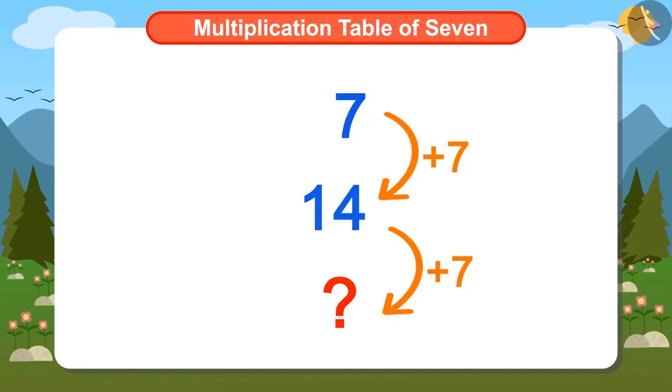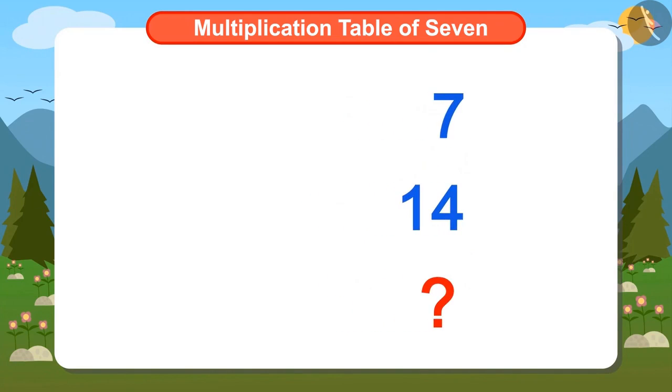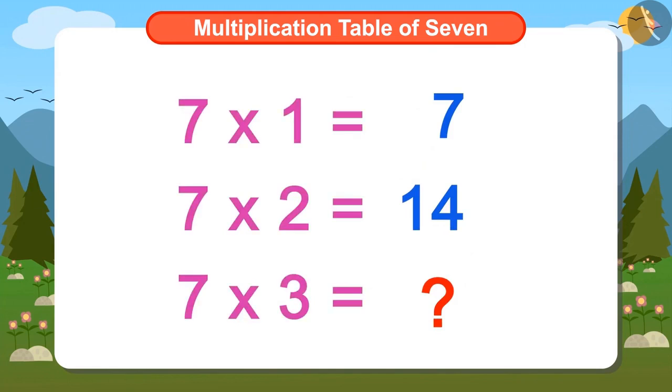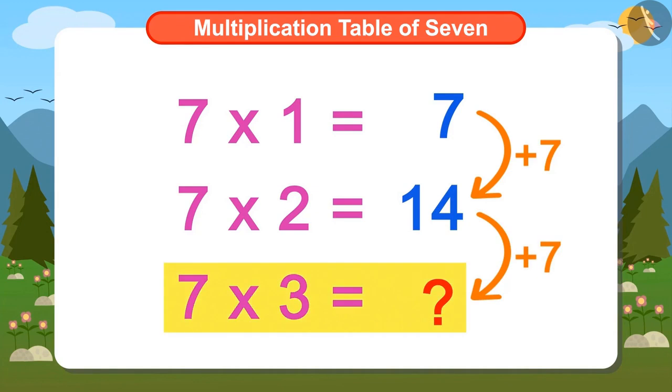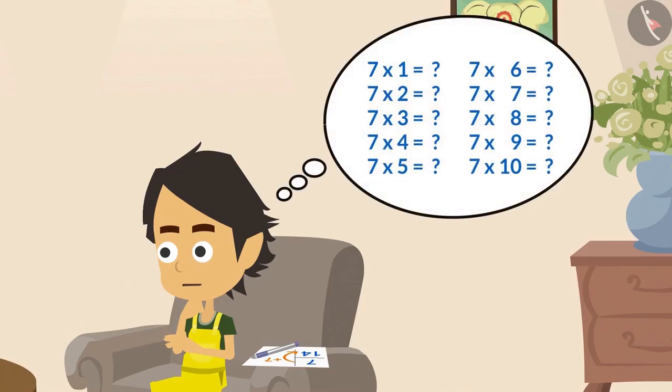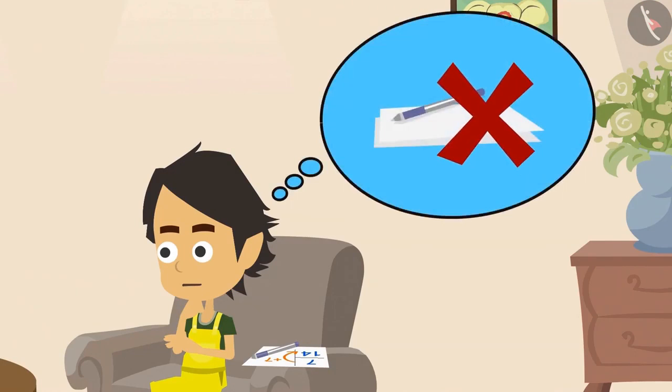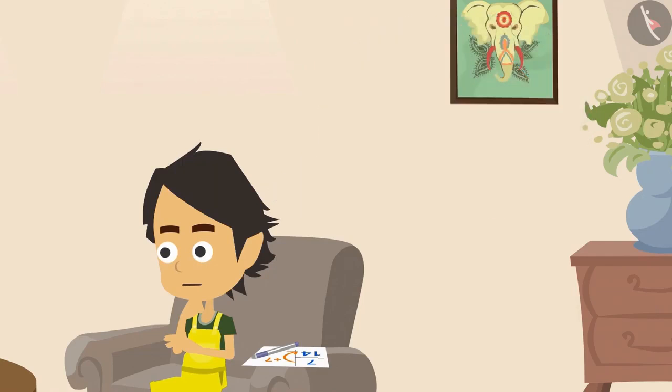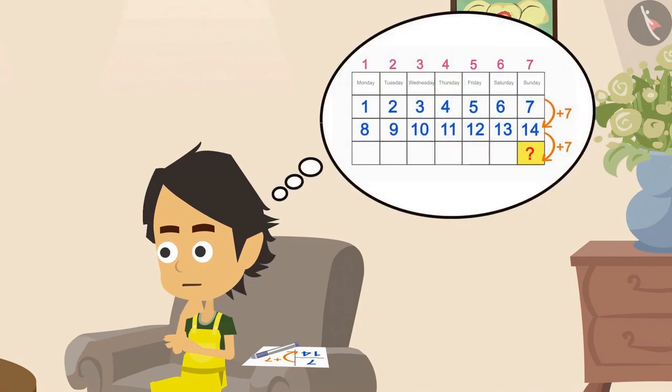So is this also a table? Oh yes, this is the multiplication table of 7. Its first number is 7. We added 7 to it and got the next number. By further adding 7 to it, we will find the subsequent number. I wish I could remember the table of 7. I would have been able to tell next Sunday's date without the help of paper and pen.